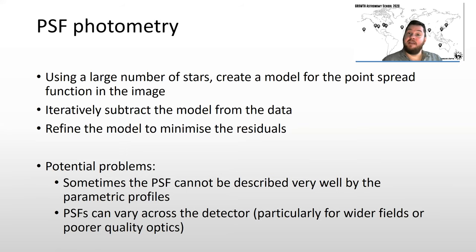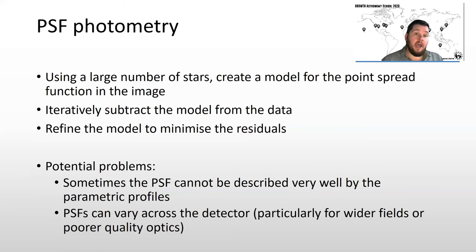Complication number two is your PSF might not necessarily be constant across your detector. This is particularly the case with wide field optics. It's true of really all optical systems that you will find degradation in image quality as you move away from the optical axis in the middle to the outside of the detector. So you commonly see elongated PSFs, ellipsoid shaped stars, coma and these types of optical aberrations, astigmatism and so on at the edges of your detector. So it's particularly true for wide fields and cheaper optics.